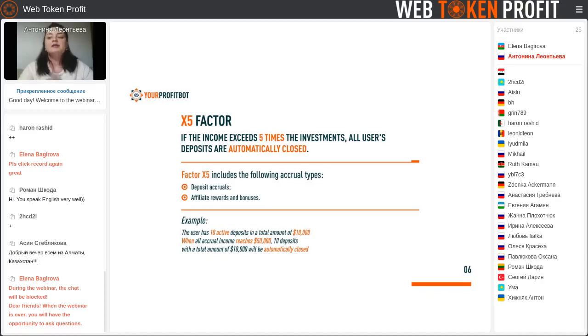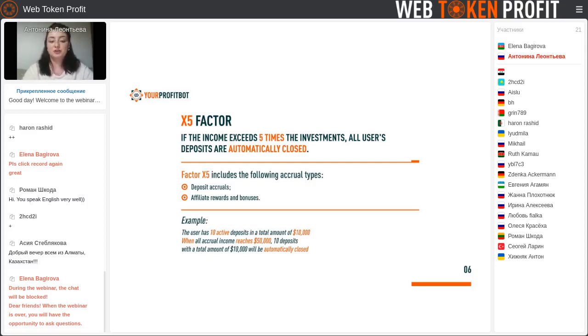As soon as the sum of all income received in the project exceeds 5 times the total amount of your personal deposits, they all finish their work, regardless of the creation date and deadline. As soon as factor X5 kicks in, all your activity stops, and until you open a new deposit, all your team reward will be passed by your wallet. Therefore, X5 is not only limiting, but also stimulating your need to regularly increase your deposits, not to miss a single reward.